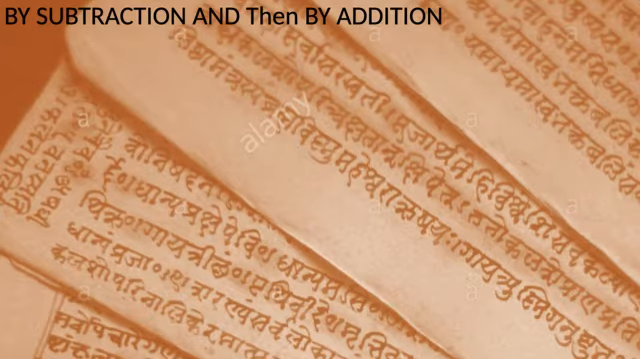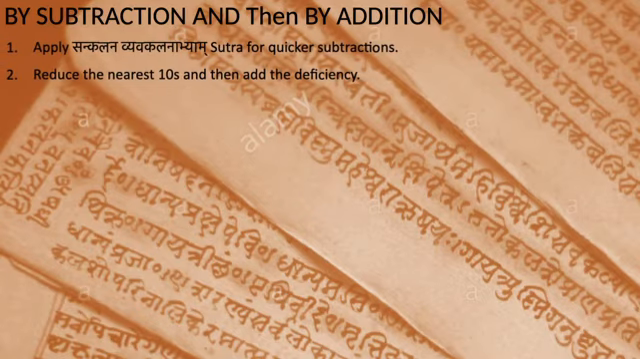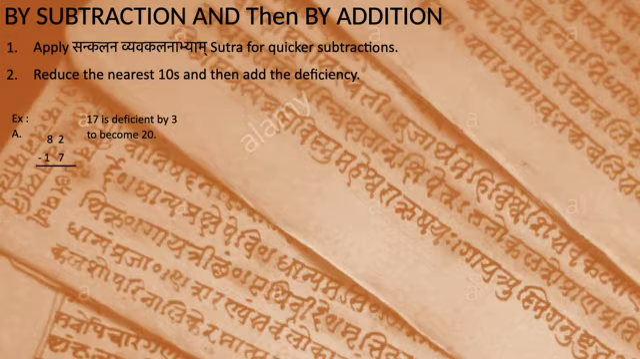Now the same sutra can be applied for subtraction as well. We'll first subtract the nearest 10 and then we'll add the deficiency. Let's see how we do it with an example, 82 less 17. Again 17 is nearer to 20 and deficient by 3, right? That's a small number. 82 will give a larger deficiency, so we'll go with the smaller one. We'll reduce 20 from 82, which is just 8 minus 2 for the tens, which becomes 62.